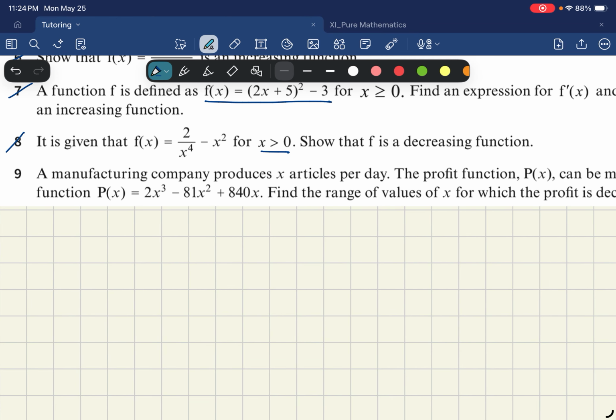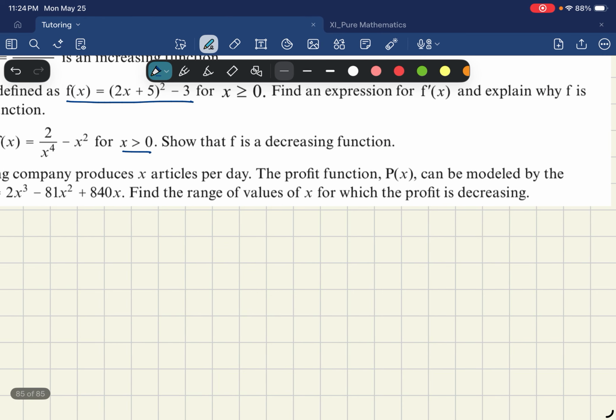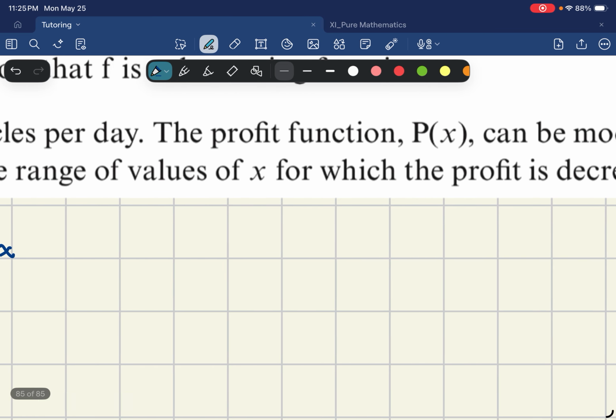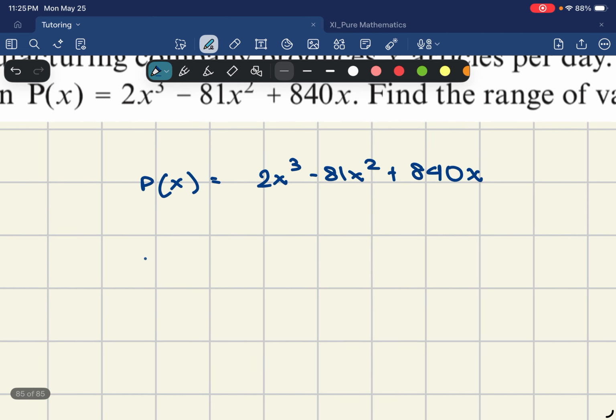Question 9. So a manufacturing company produces x articles per day. This is the profit function: 2x cubed minus 81x squared plus 840x. Find the range of values of x for which the profit is decreasing. Alright, so just differentiate your profit function and you are going to get 6x squared minus 81 times 2. That is going to be 162x plus 840. So you are going to get this expression if you just differentiate it.